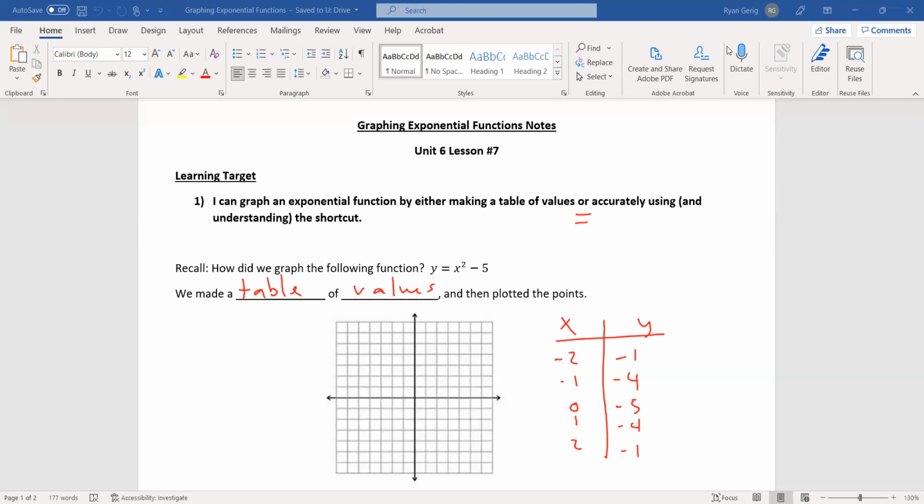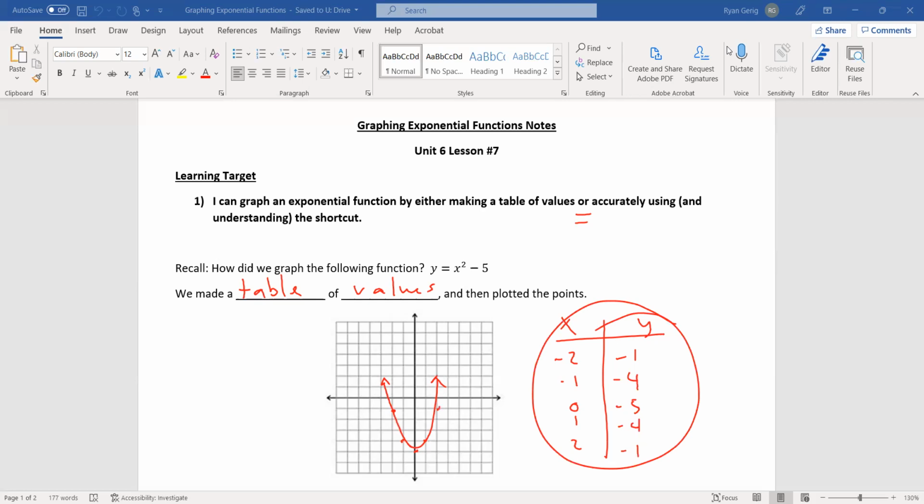So I got my table of values, and then I'm going to plot those on the graph. So -2, -1 is left 2, down 1. -1, -4 is left 1, down 4. 0, -5 is down 5. 1, right 1, down 4. Right 2, down 1. And there's your graph. Okay. I showed you that to show you that the table of values works.